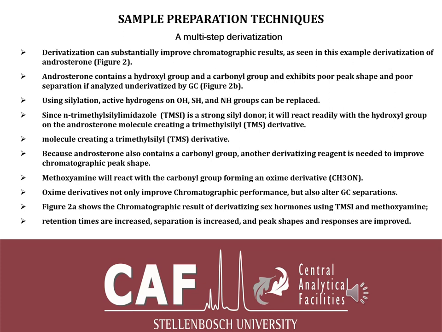Using silylation, the active hydrogen on the OH, SH and NH groups can be replaced. You can use any silylating agent, like BSTFA or MSTFA, which is a strong silyl donor. It will react directly with the hydroxyl group on the androsterone molecule, creating a TMS derivative. Because androsterone also contains a carbonyl group, another derivative is needed to improve the chromatographic peak separation, which is why methoxyamine reacts with the carbonyl group, forming an oxime derivative. This can not only improve chromatographic performance, but also alter the GC separation.